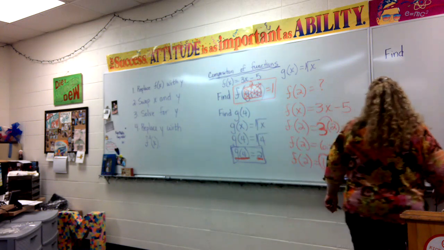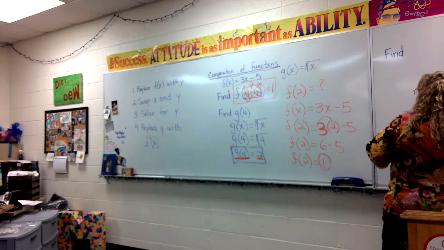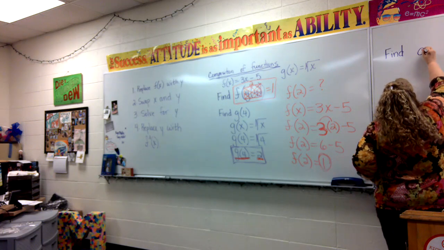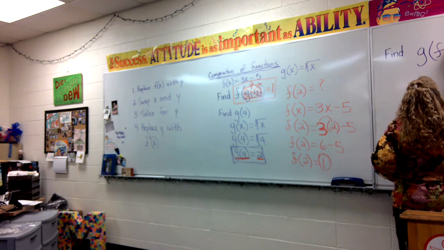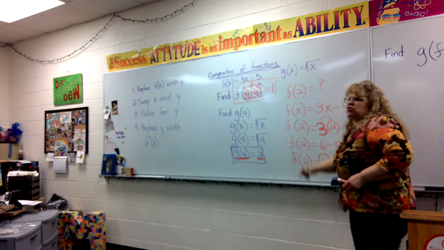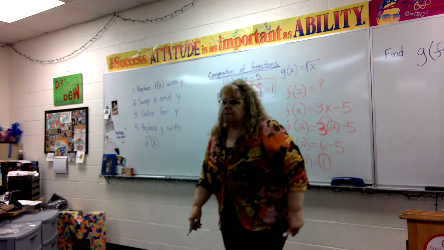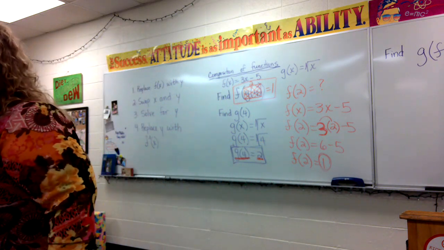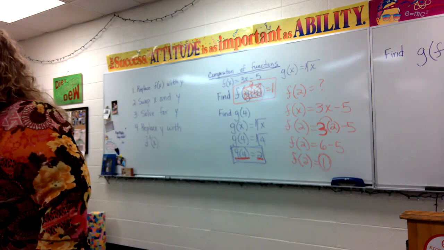They asked me to do another one, so I did this. Now find g of f of 4. We'll go the opposite way. Won't that be the same thing? Won't it just be equal to 1? No, because it's not f of g of 4. It's g of f of 4.